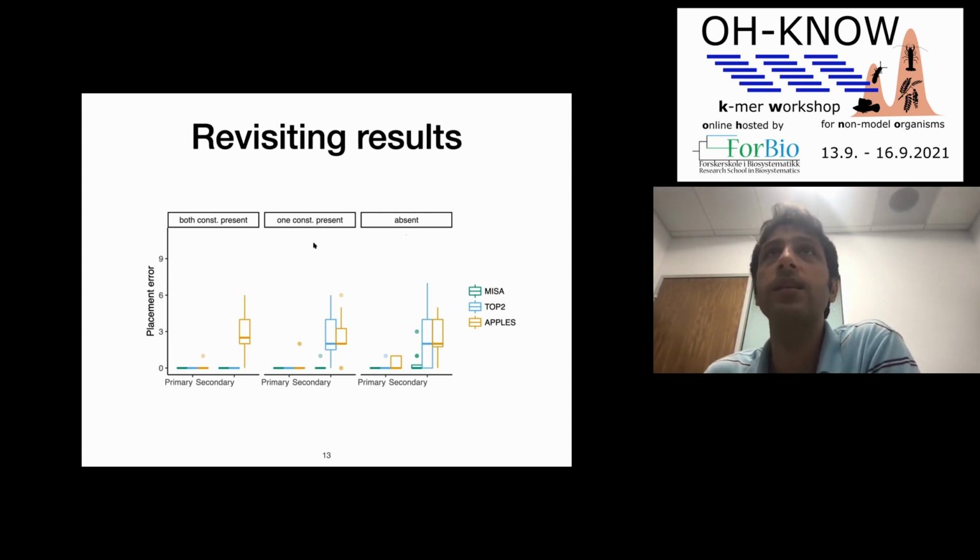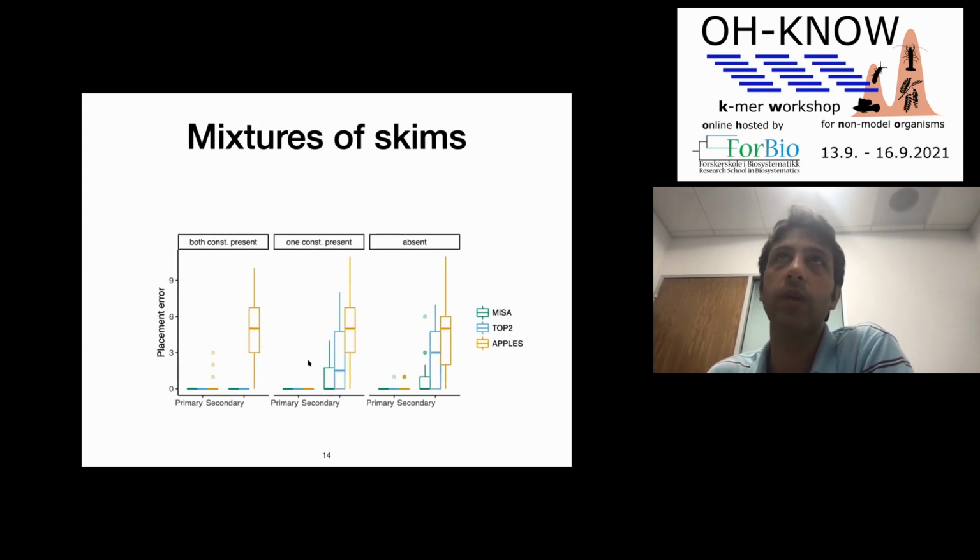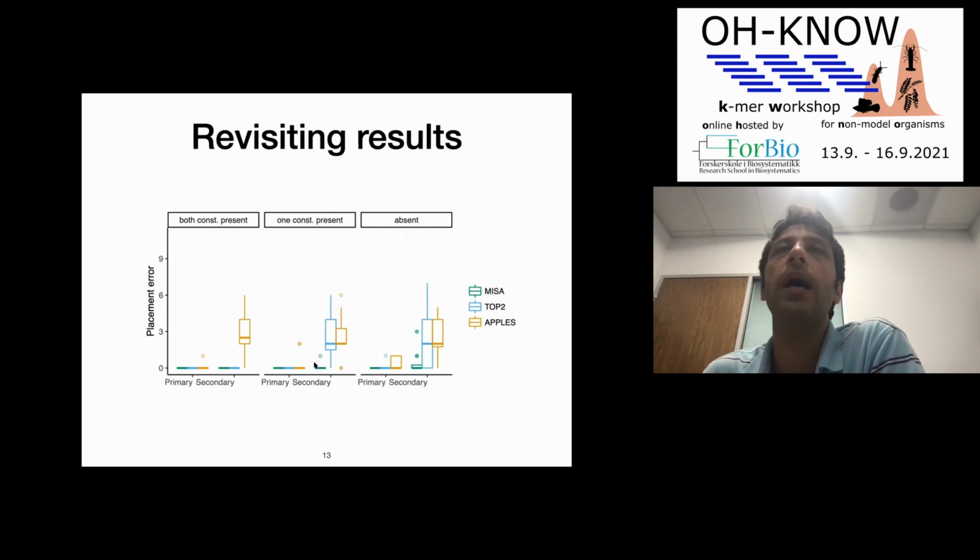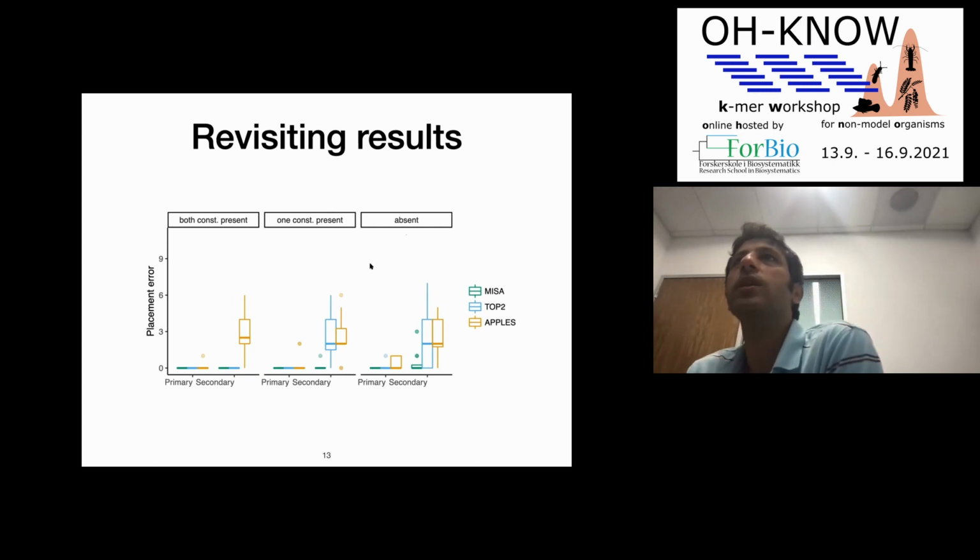When you have one constituent present, top two finds one of them, but is very off for the other one, while our method MISA finds both of them perfectly in almost all cases. There's only one case when we are one edge away. This is one edge away from the correct placement. So that's also good.